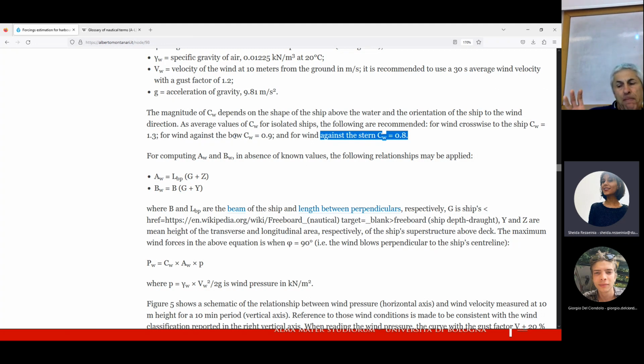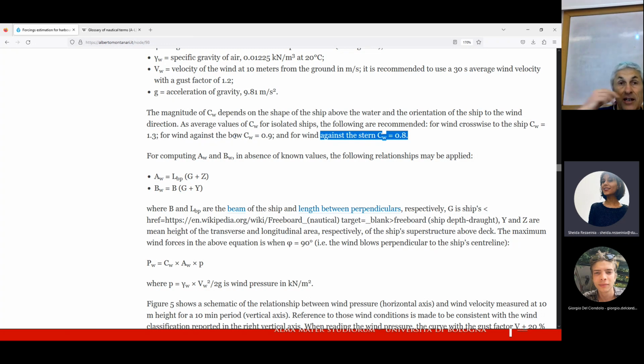The reason is that, remember, when we computed the wind force in the longitudinal direction, we took the transverse area projected across the longitudinal direction, so projected over a plane which is perpendicular to the longitudinal direction. But actually the ship is shaped in a way to minimize resistance to wind. When the wind blows in the longitudinal direction, it's not hitting perpendicularly to the surface of the boat.